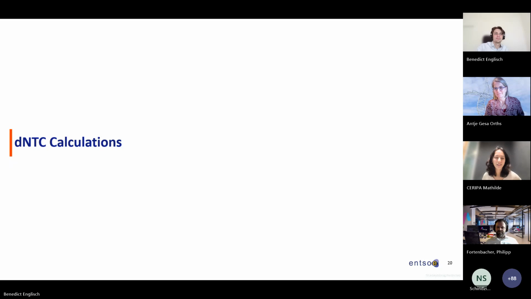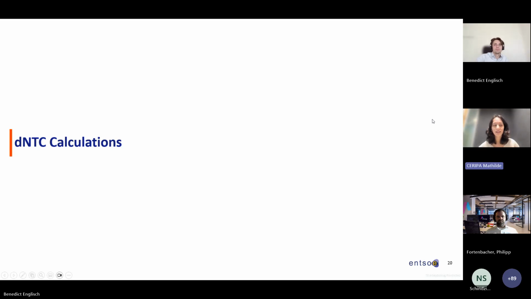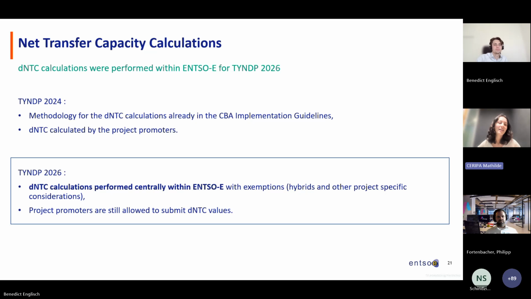From RTE. Yeah. So I'm going to talk about the delta NTC calculations for TYNDP 2026. If you can move to the next slide, please. So in TYNDP 2024, the methodology for delta NTC calculations already existed in the CBA implementation guidelines, but the delta NTC were calculated by project promoters. So the novelty of this cycle is that delta NTC calculations were performed centrally within ENTSO-E by grid experts, with some remaining exemptions such as hybrids. And even though they were centrally performed, project promoters were still allowed to submit their own delta NTC values.